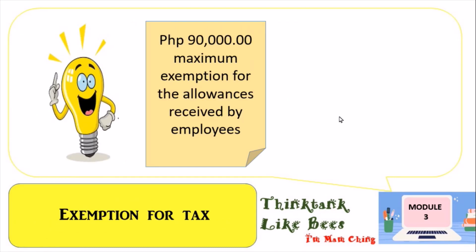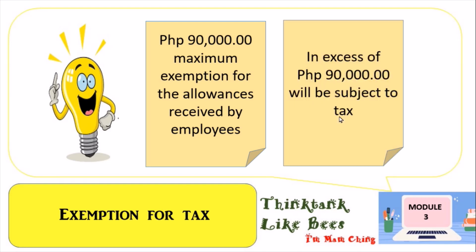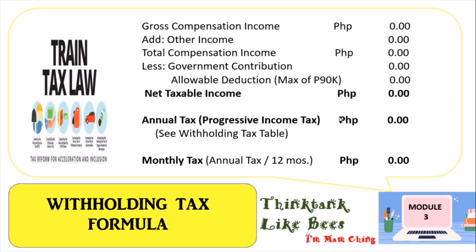Please also remember this. BIR has given us a 90,000 maximum exemption for the allowances received by employees. So the excess of 90,000 will be subject to tax. Okay, so this is the sample computation for the TRAIN tax law on withholding tax formula.